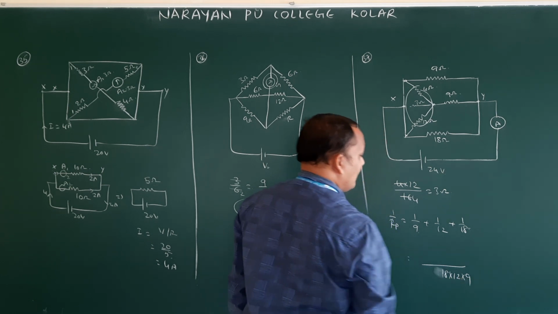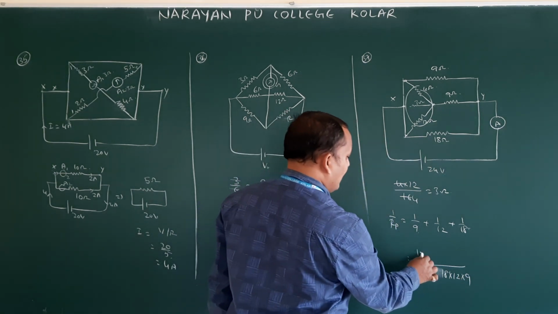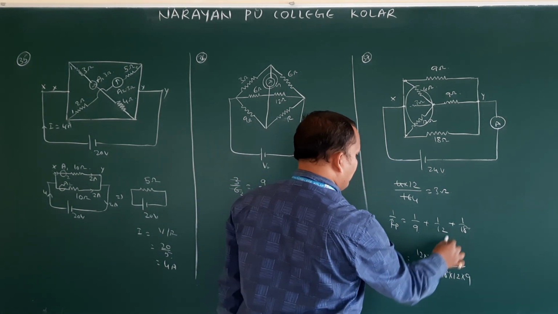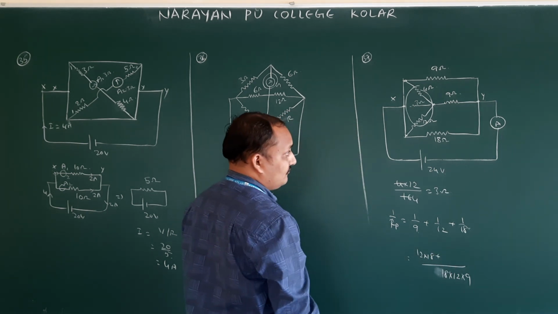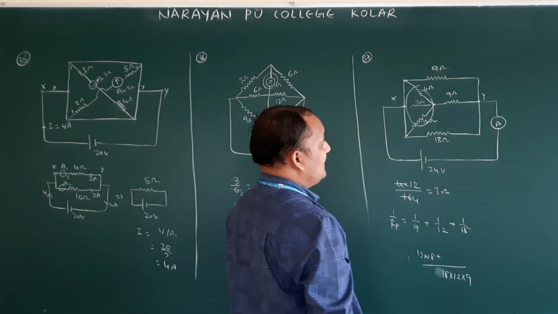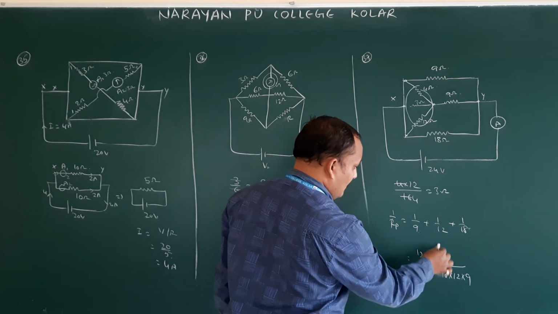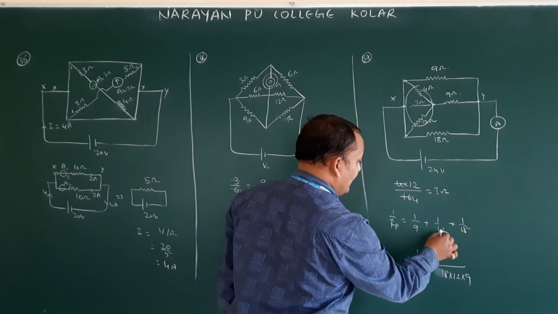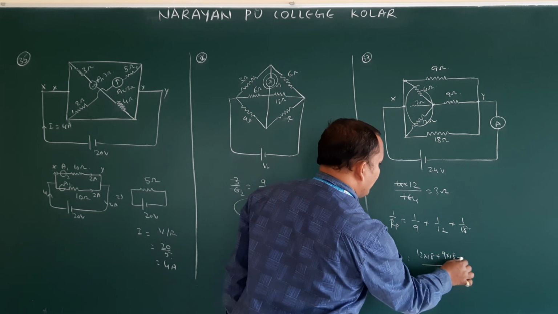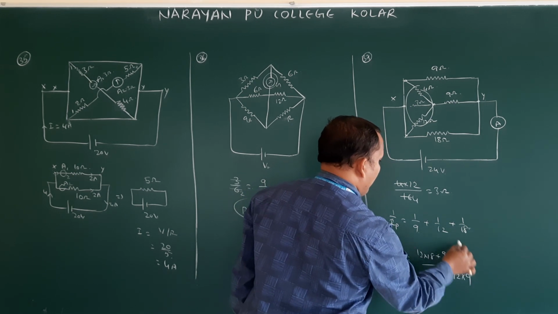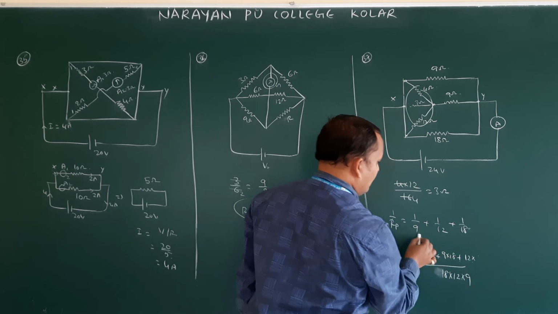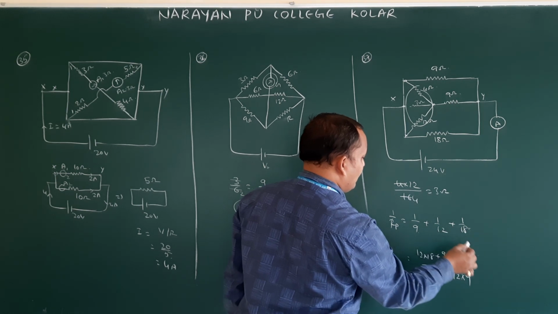So 18 into 12 into 9 also we can take. Then 12 into 18 plus... So if you want to make it simple, 12 into 18 plus 9 into 18 plus 12 into 18, 9 into 12.